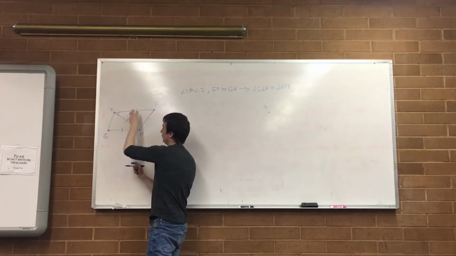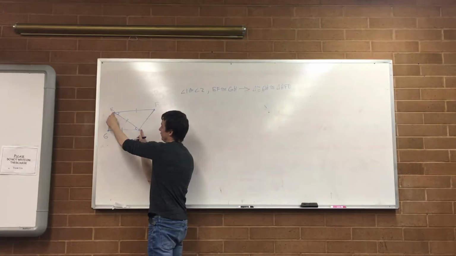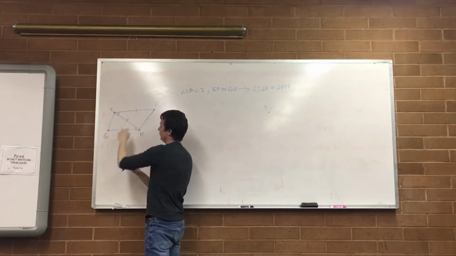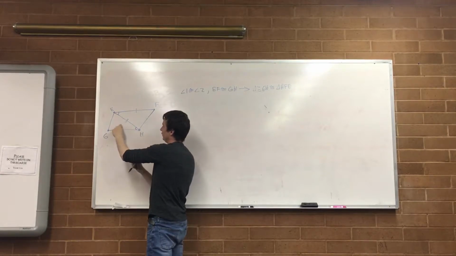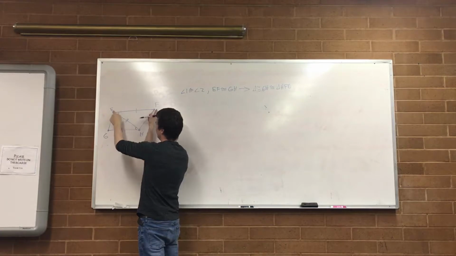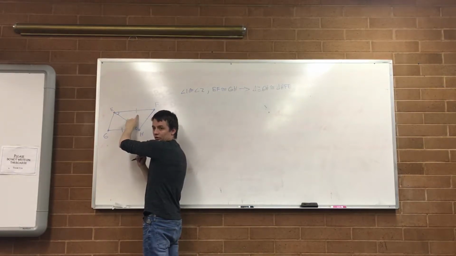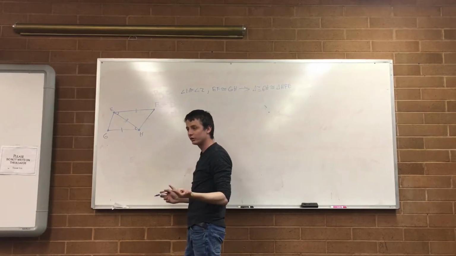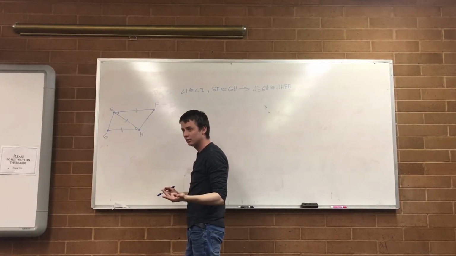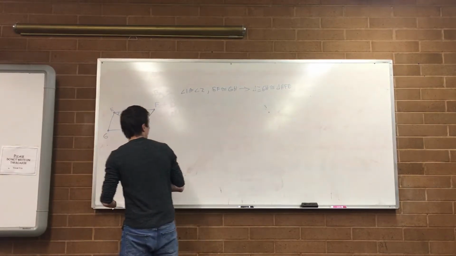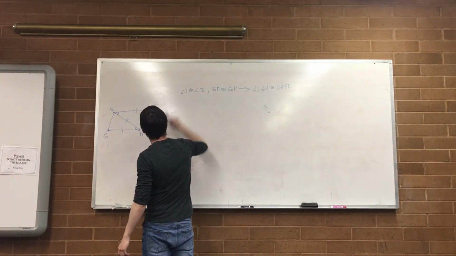Looking at this triangle and this triangle, this side of this triangle is congruent to this side of this triangle. This angle on this triangle is congruent to this angle on this triangle. And this side of this triangle is congruent to this side of this triangle. Therefore, if they have a side, an angle, and a side in common, the two triangles are congruent. You see that? Yeah. So, all done.